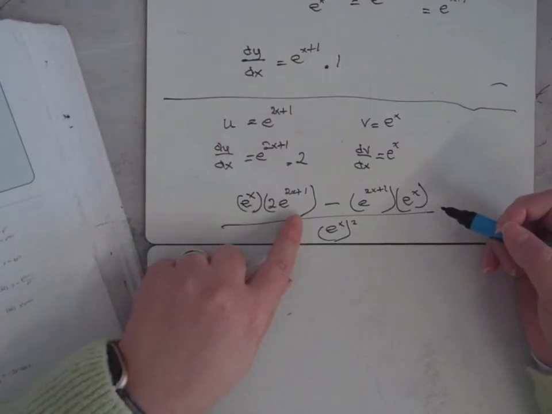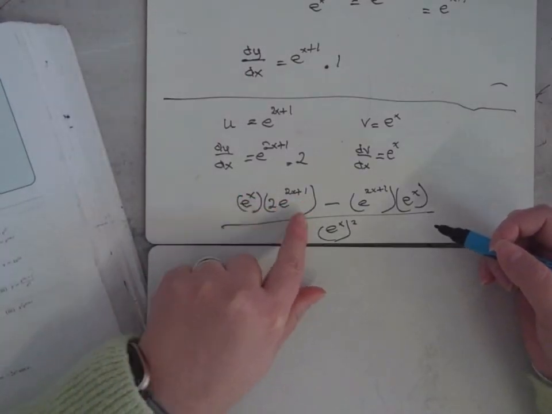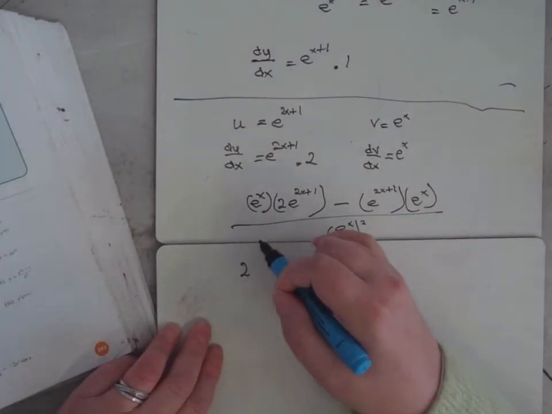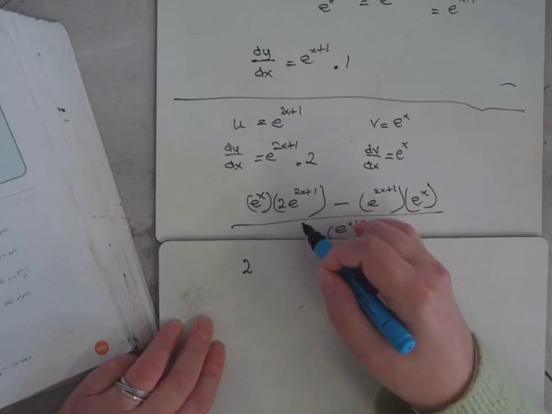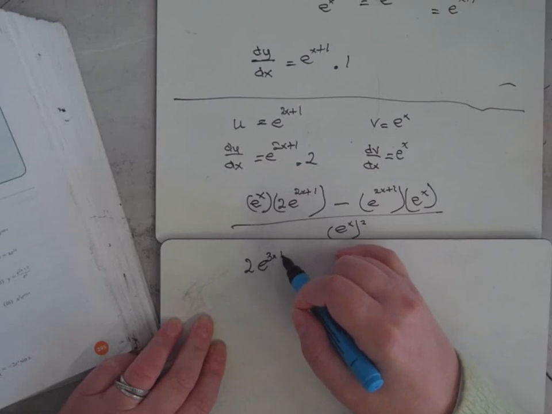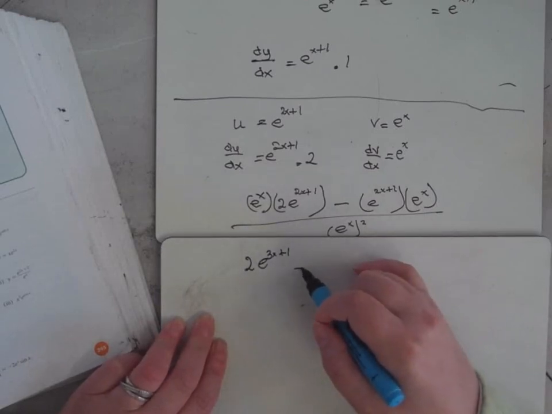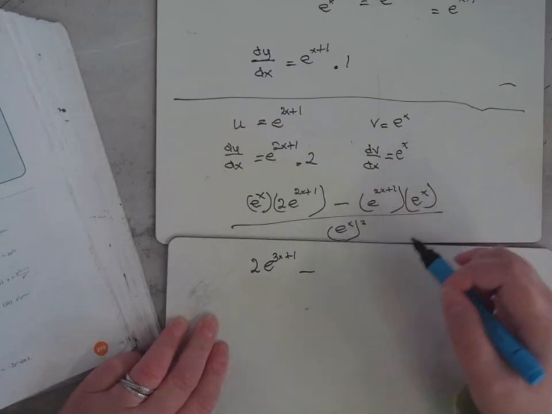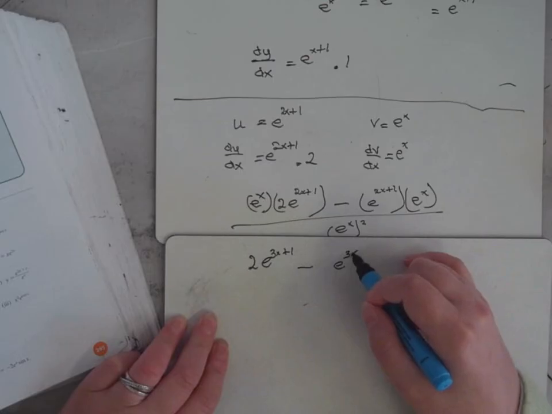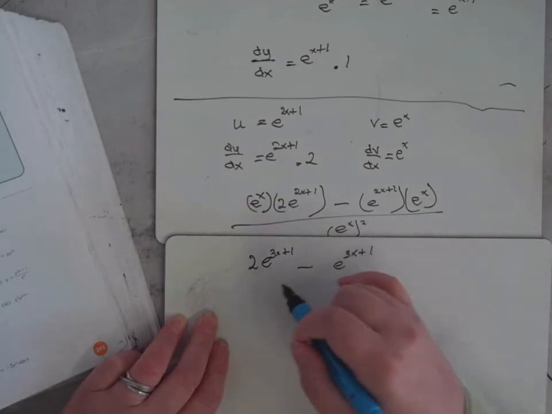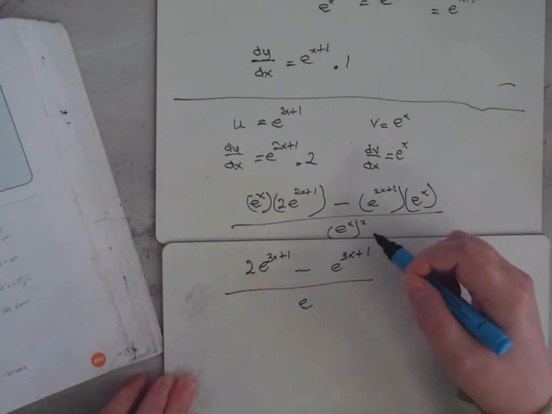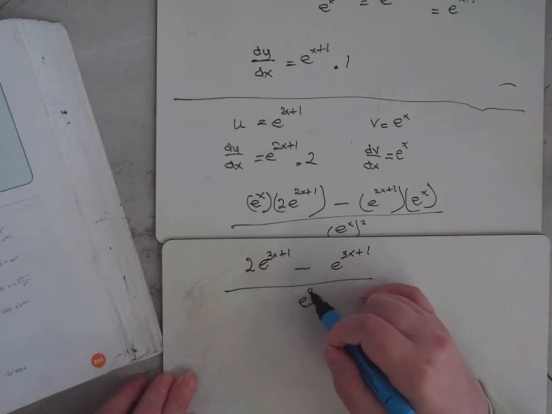But here I'm multiplying. What do I do with the powers? Add them. So if you add e to the power of x to e to the power of 2x plus 1, you get e to the power of 3x plus 1. Agreed? Minus over here, again you're multiplying, so you add the powers, so you get e to the power of 3x plus 1. Agreed? All over e to the power of, raising a power to a power, you multiply, so x by 2 is 2x, isn't it?